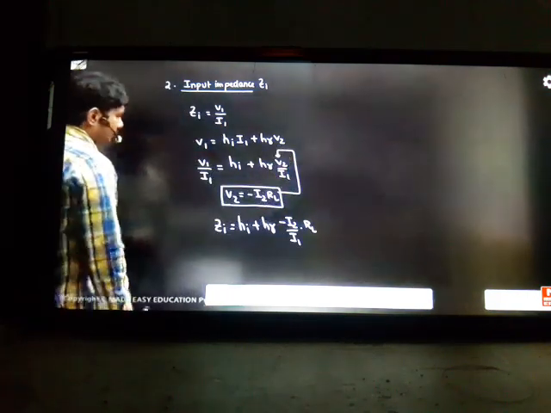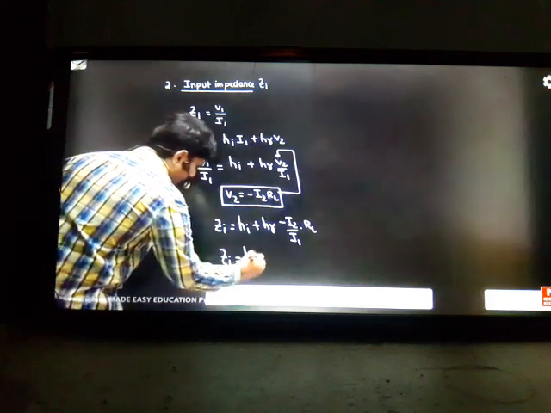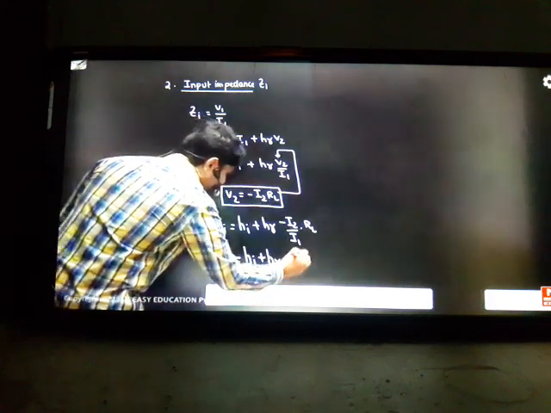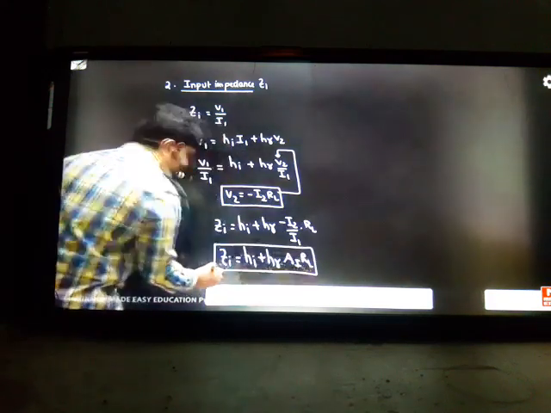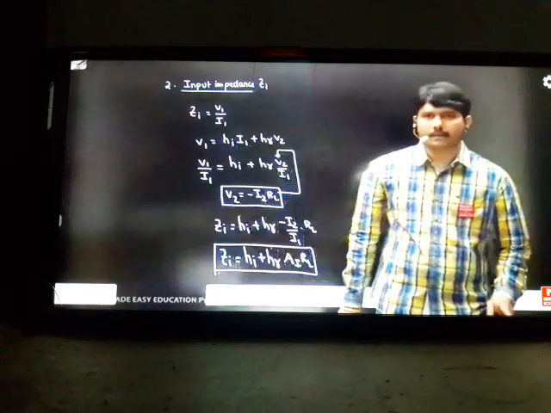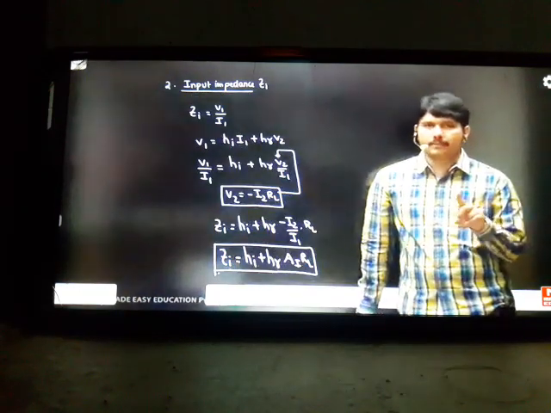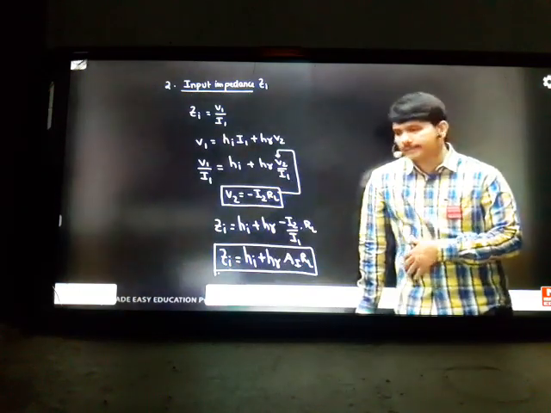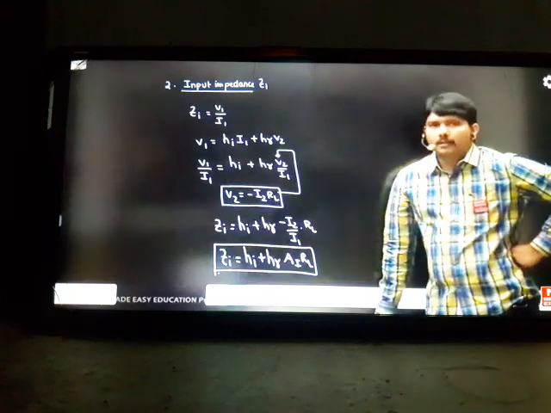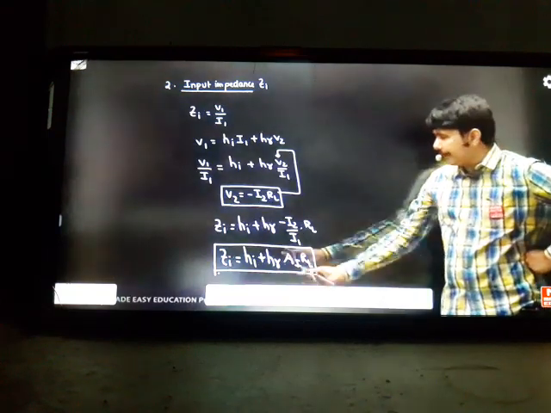So can you see the answer is completed? Your input impedance formula is hi plus hr into Ai into RL. So this is the formula for Zi. So how the formulas are coming, you can see. First derivation I have done with the output loop, second derivation with the input loop, and my answer is complete. This is the way to remember the techniques. So by chance if you forget the subject, your circuit will tell you the answers straightforward. So this is my exact answer.